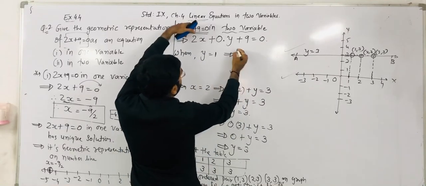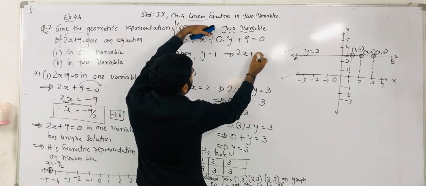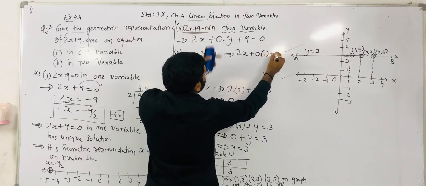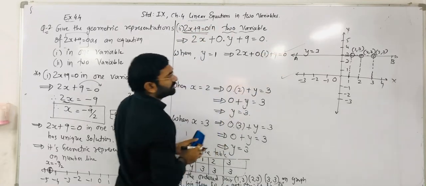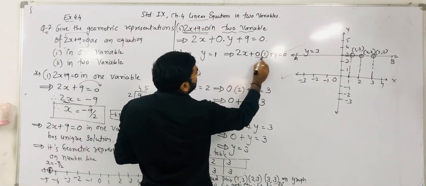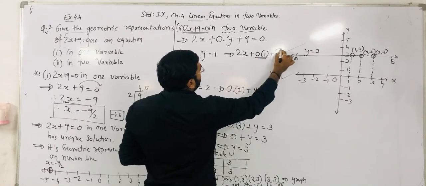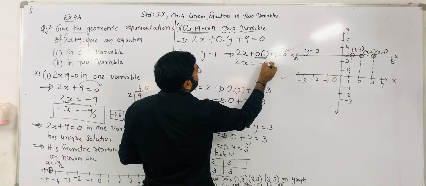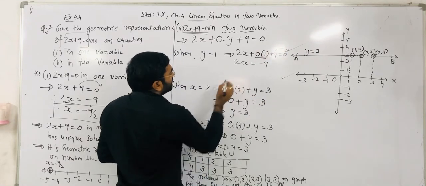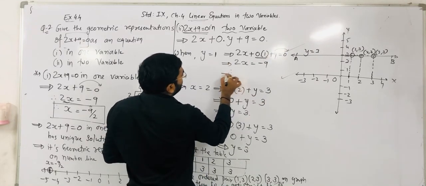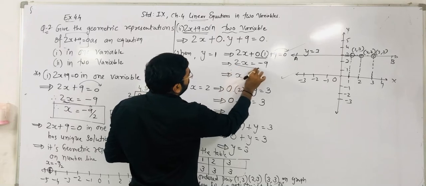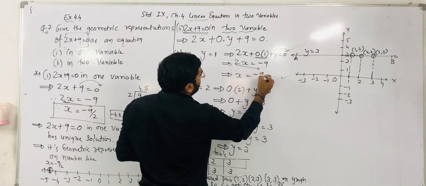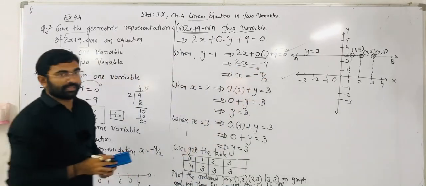If you take y as 1, then 2x plus 0 into 1 plus 9 is equal to 0. So that value is 0 only. 0 into 1 means 0, and plus 9 goes to the right hand side. So we get 2x is equal to minus 9. Plus 9 becomes minus 9. So what is the x value? The 2 goes to the right hand side, so we get minus 9 by 2 only.